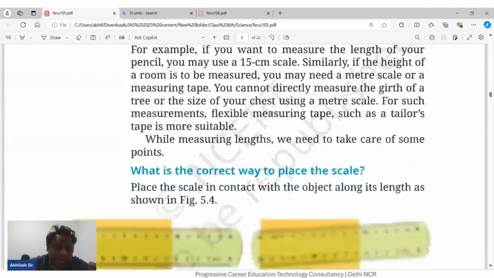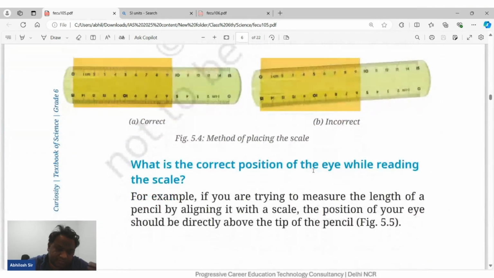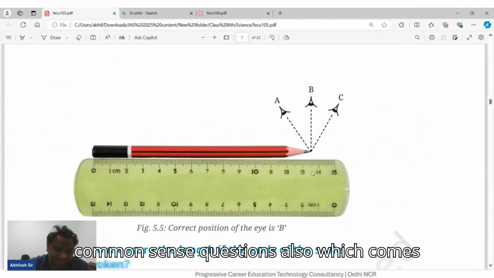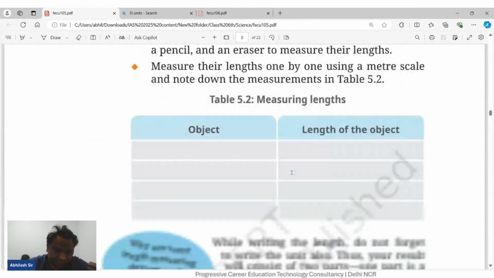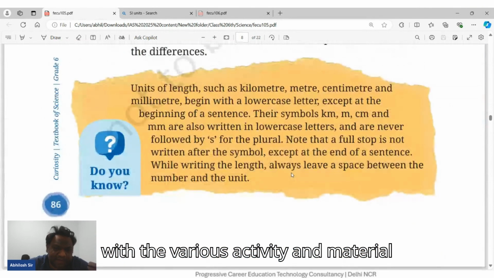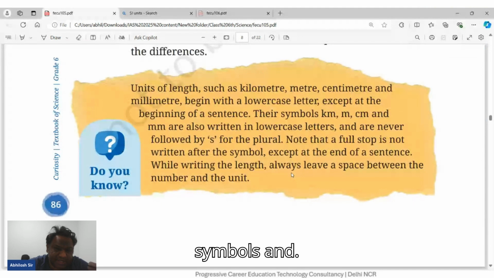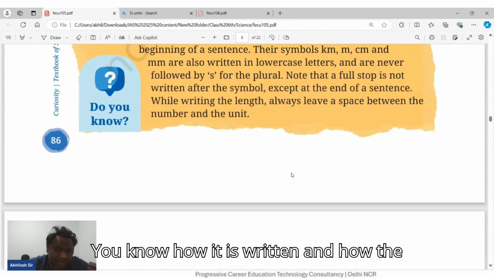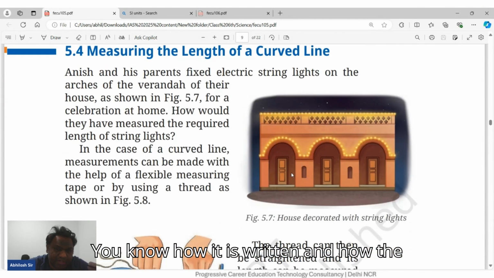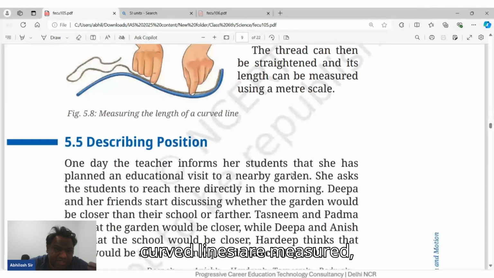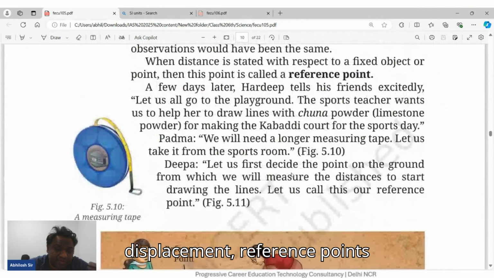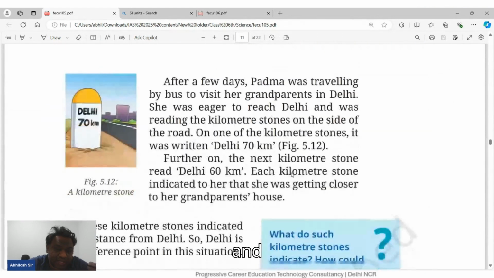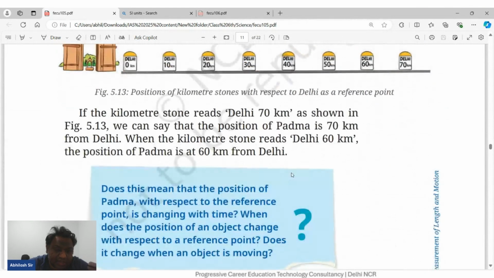various markings. Now these are all common sense questions also which come. The chapter speaks about the various activities and material symbols, how it is written and how the curved lines are measured, various distance, displacement, reference points, and kilometer.